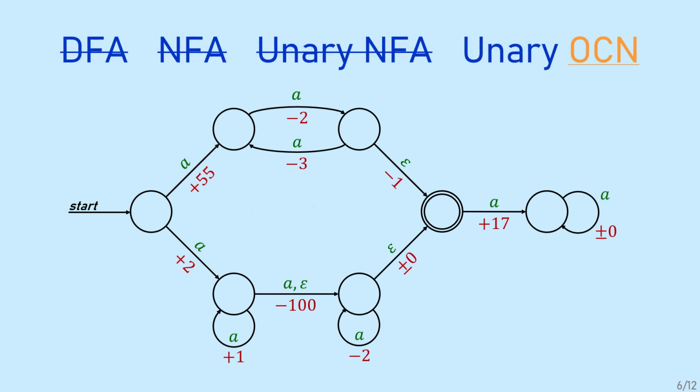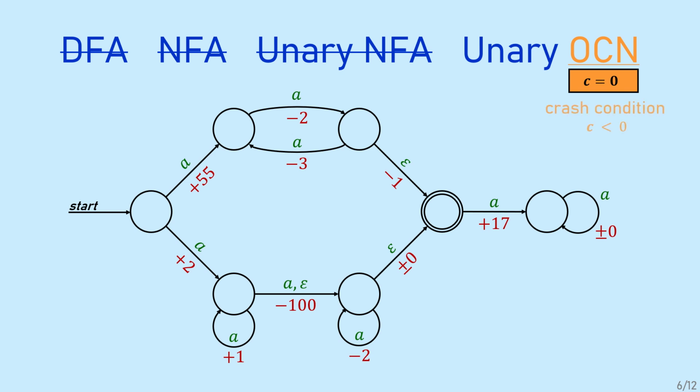Okay, now finally I can define one counter nets, or at least unary one counter nets. So imagine just combining a unary NFA and a non-negative integer counter. You can see these integer updates in red below the transitions. They represent updating the counter. Now, we need to keep track of a state and a counter value, right? And we can call this pair a configuration. We say that the starting configuration is the starting state and the counter value 0.